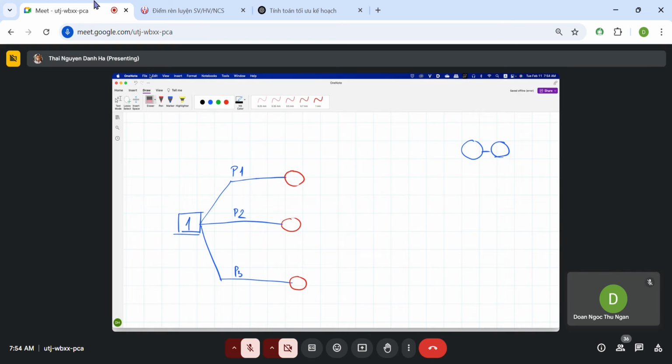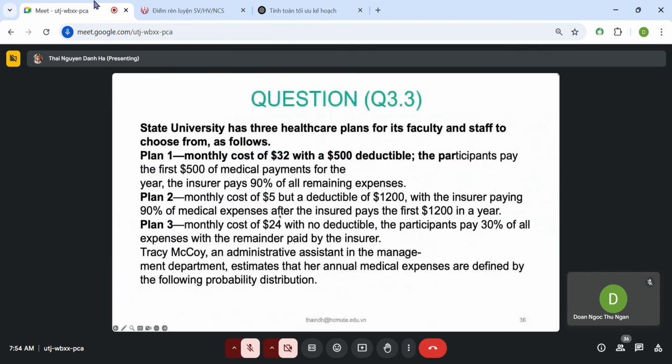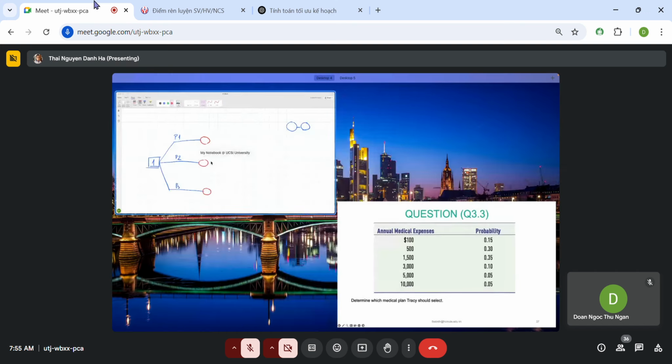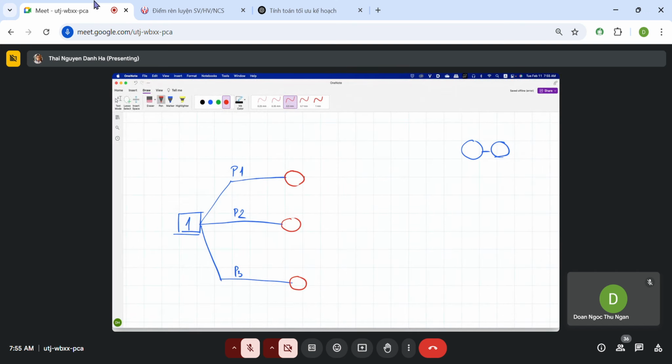And what is the state of nature we have in this one? State of nature 34, 32, 500 deductible, 90%. No, no, no, no. The state of nature is related to the probability. So this one belongs to the state of nature. So you can see how many states of nature we have here. 1, 2, 3, 4, 5, 6 states of nature we have here. All right. 1, 2, 3, 4, 5, 6.